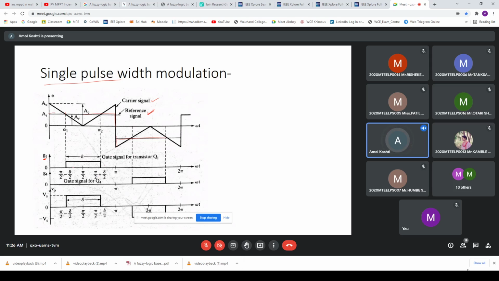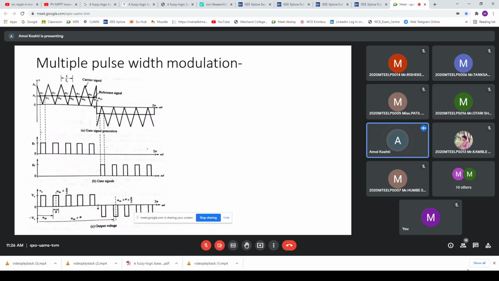Similarly, if you see here, two pulses are taken here, G1 and G4. Based on this, the output is produced here. V0 is the output produced. So these pulses are given to the switches in the inverter, and based on this, we are getting the output. Yesterday also we have seen that.